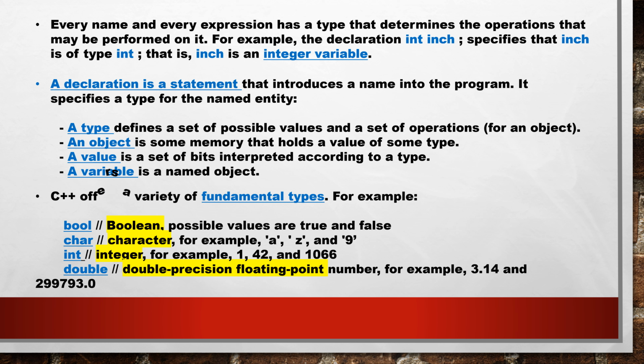C++ offers a variety of fundamental types. For example, bool, Boolean, possible values are true and false. Char, character, for example, 'A', 'Z', and '9'. Int, integer, for example, 1, 42, and 1066. Double, double-precision floating-point number, for example, 3.14 and 299,793.0.